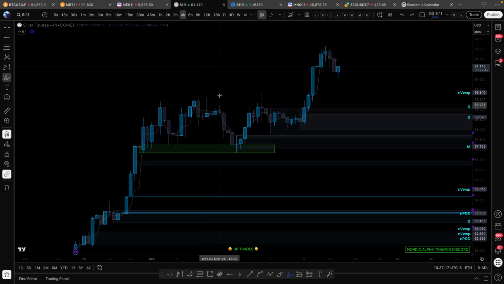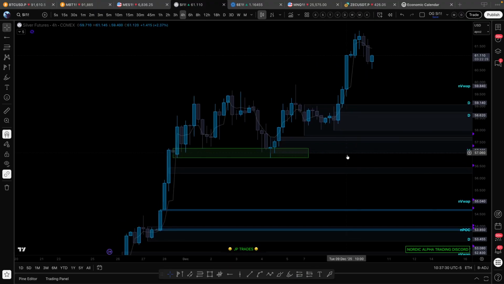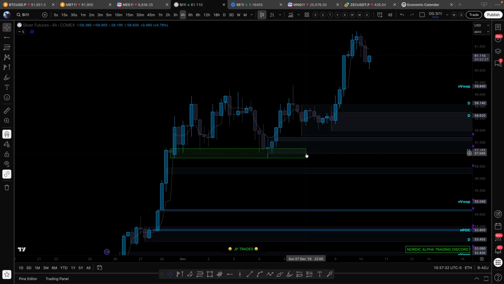Now, what should we look for next? Knowing that, this level here was the perfect long level. This was given out in the VIP Discord. It was back on December 4th.